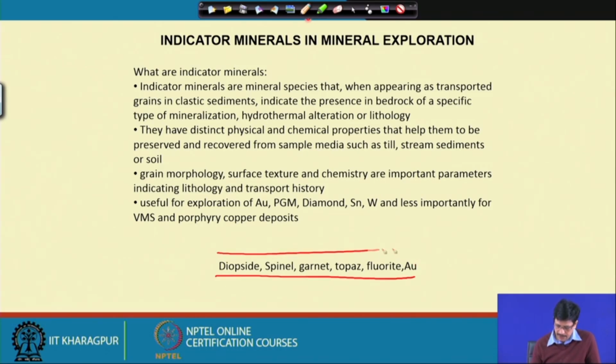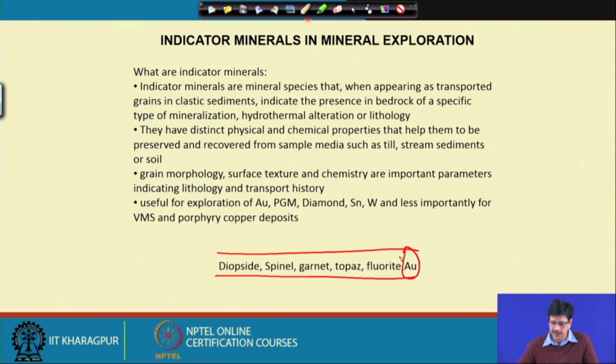So, these minerals, diopside, the spinel, chrome bearing spinel, the garnet, topaz, fluorite, could be the indicator minerals. Of course, gold itself could be an indicator mineral when it is a gold deposit. So, the indicator minerals are mineral species that, when appearing as transported grains in clastic sediments, indicate the presence of the bedrock of a specific type of mineralization.